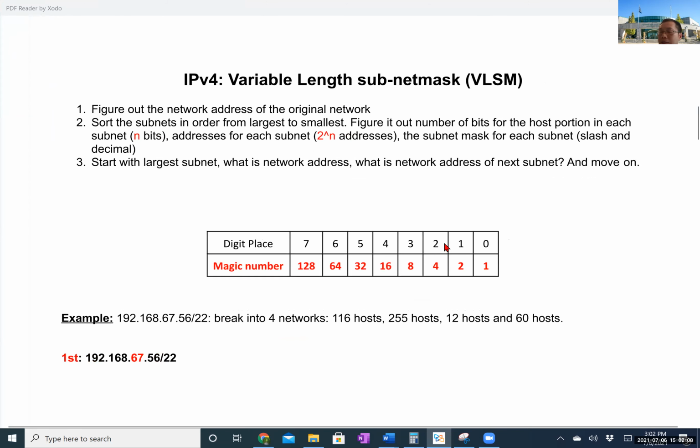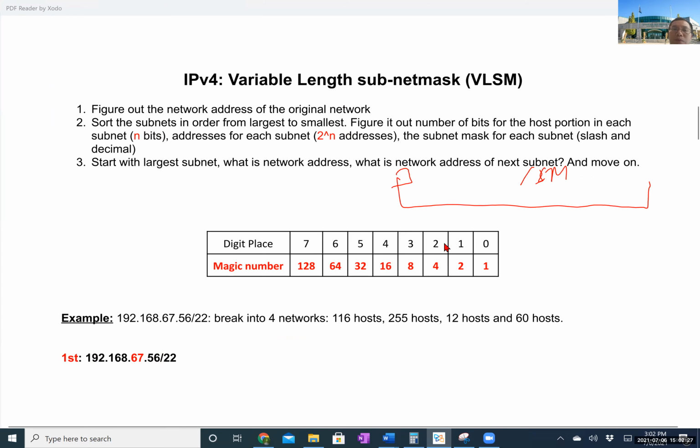Okay, so now let me give you the example of how to work with the variable length subnet mask here. So think about if I give you an IP address here. I will give you a specific IP address, and with that you have the subnet mask. So the first thing is that you have to find out what is the network address of the original network here. That's the first thing, right?